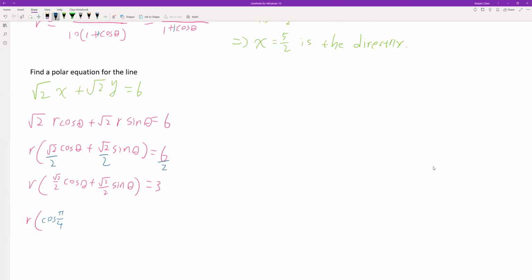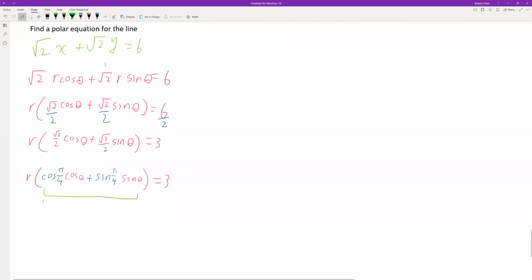Cosine of pi over 4 plus sine pi over 4. And then the rest is the same: cosine theta, sine theta. And what we have done here is this is actually the formula for cosine of a difference of angles. And we can rewrite this as r cosine of theta minus pi over 4 is equal to 3.